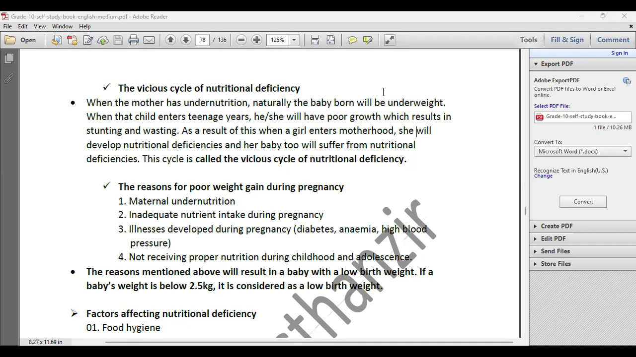Yes, miss. Right, then this is circular, so you can write in any box as you want, because it happens in a circular way. That's why we call this the vicious cycle of nutritional deficiency, right? Then in a box write the poor nutritional status of mother.